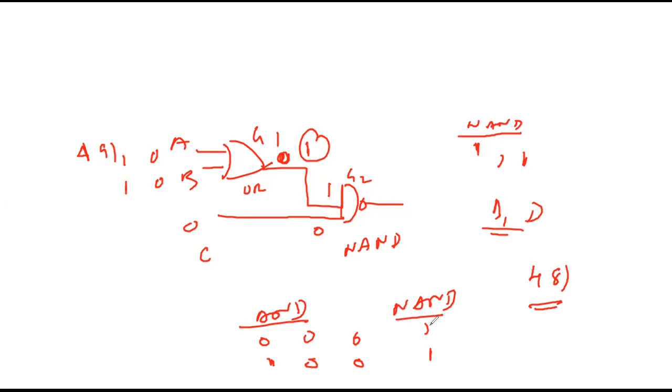Output of NAND gate is 0 if both the inputs are 1, because if A, B are 1, AND will be 1 and AND ka complement will become 0. So both inputs are 1, then NAND is 0. That is C option.